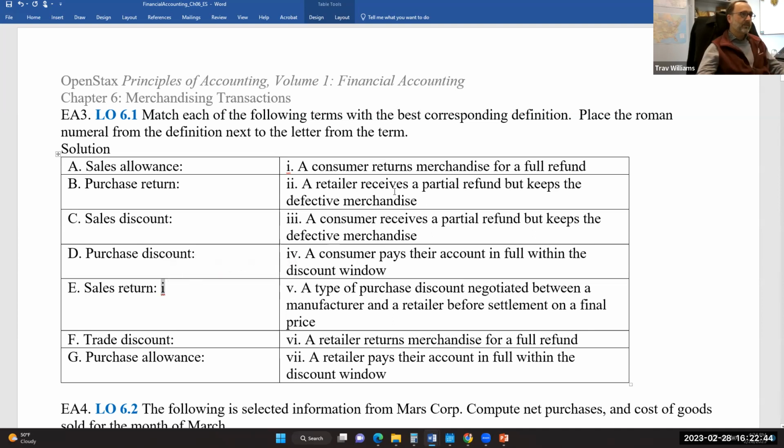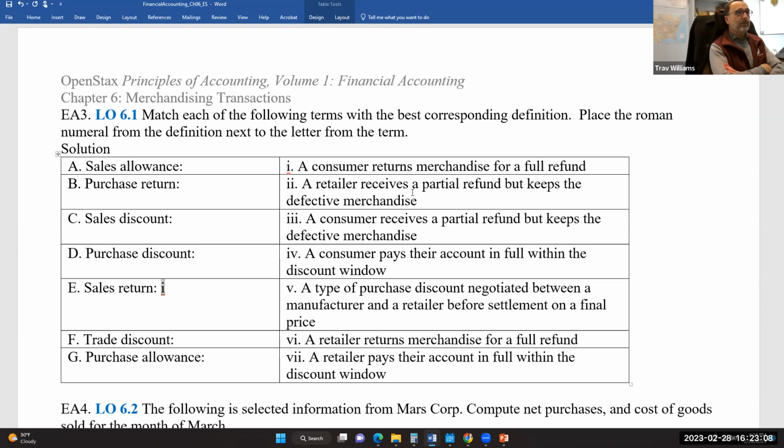Number 2 says a retailer receives a partial refund. Okay, so let's think about that. The retailer got a refund, so the retailer must have been the purchaser in this case. They got a partial refund, but they get to keep the defective merchandise. So the word for that is allowance.